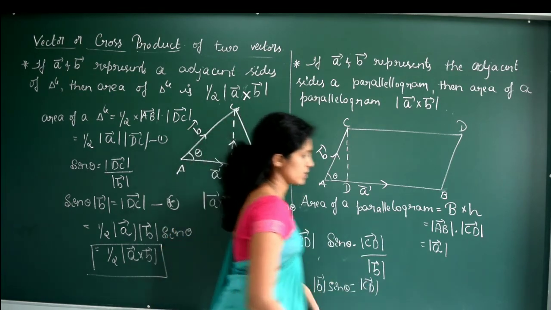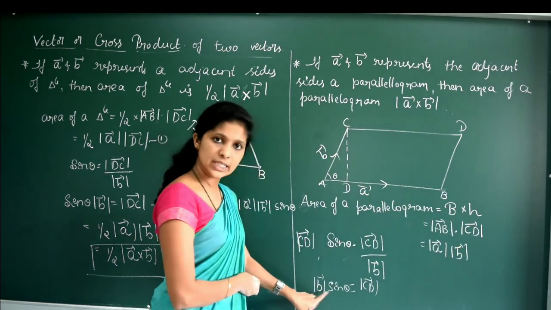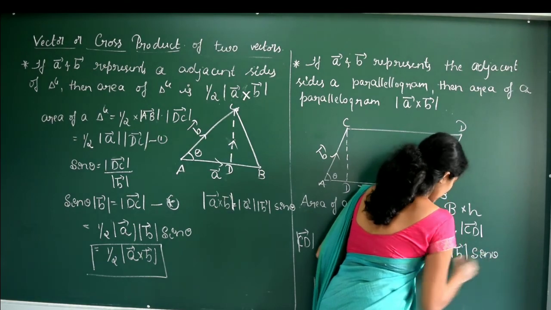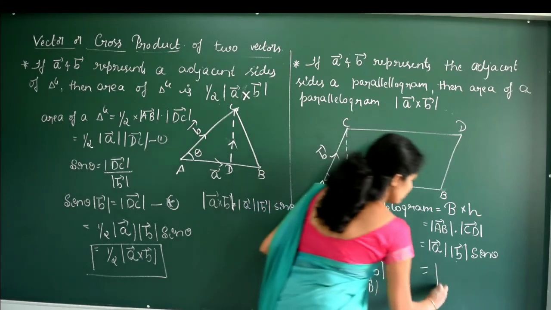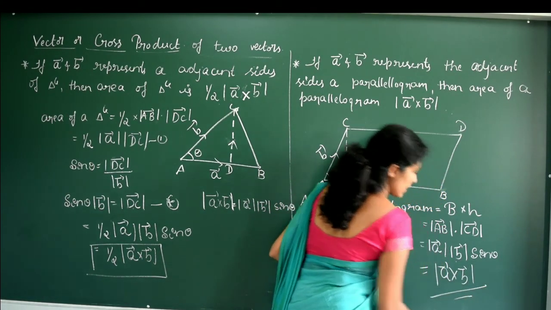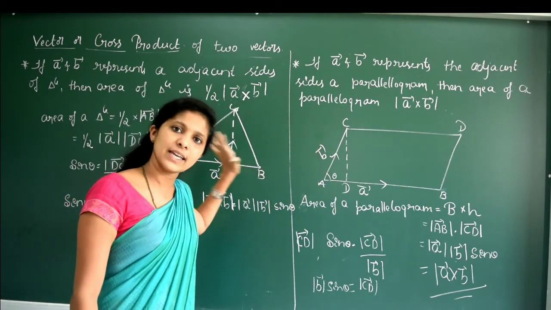So substituting this, the magnitude of CD vector is B vector into sin theta. So here, similar to the triangle, we can write that as the magnitude of A vector cross B vector. So the important thing is you have to remember how to find the area of a parallelogram as well as the area of a triangle.